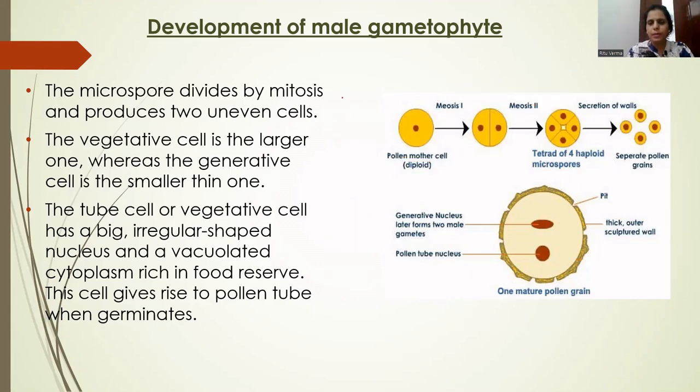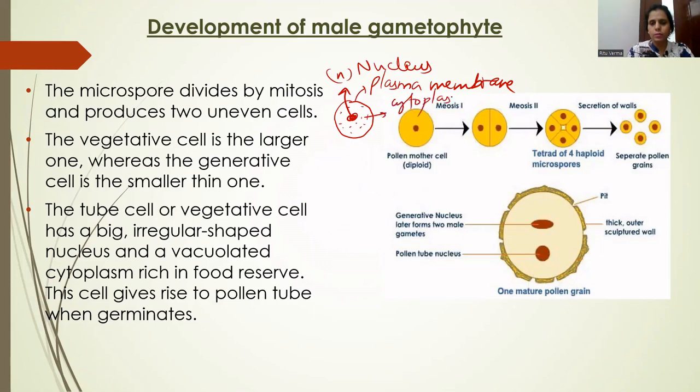Initially, this pollen grain is present like a simple cell. It has a plasma membrane, then it has a haploid nucleus, and then it has cytoplasm. Plasma membrane, haploid nucleus, and cytoplasm. Now first, while this pollen grain is undergoing some changes to develop into a male gametophyte, it develops 2 layers around itself on the outer side.